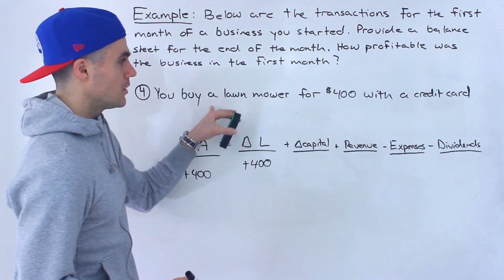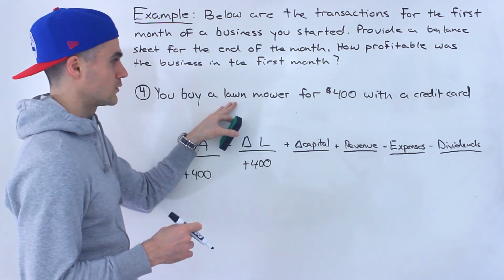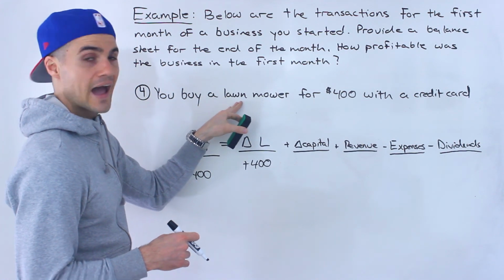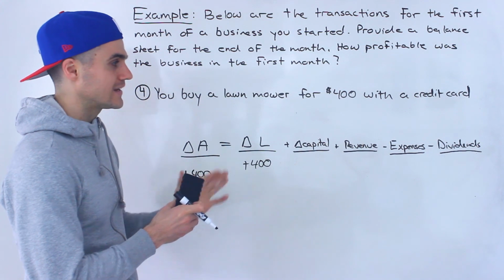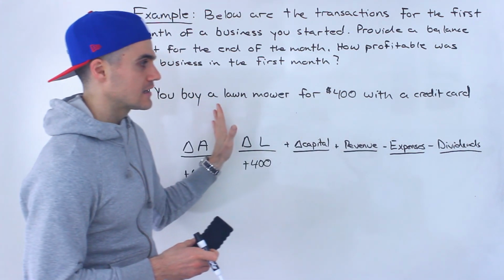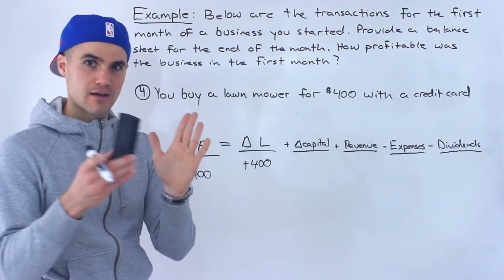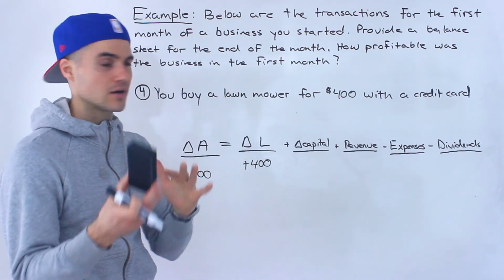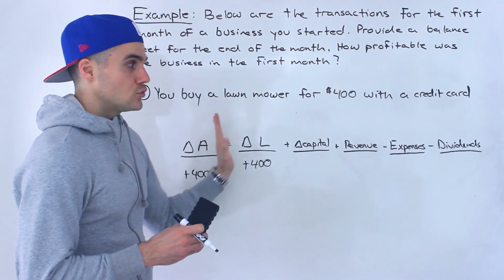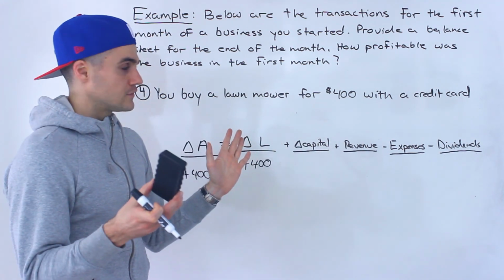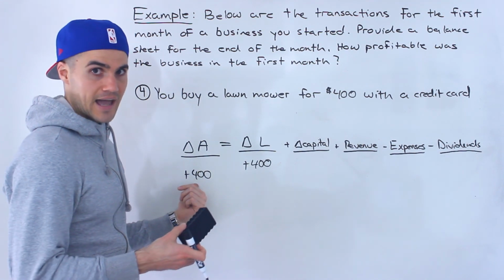Now with something like a lawnmower, when we get into more detail later on in the course, this is classified as a fixed asset. And then as the lawnmower gets used, you can expense it, you could take depreciation on it. So you would have a depreciation expense every period, whether that would be every month or every year. So eventually, once it's being used over its useful life, then you can take expenses on it. But when you initially buy it, it is an asset.